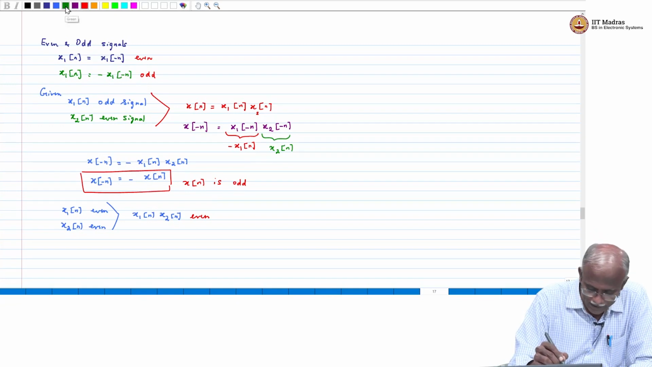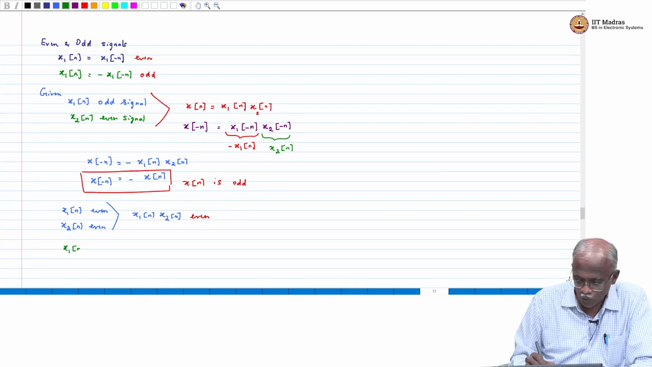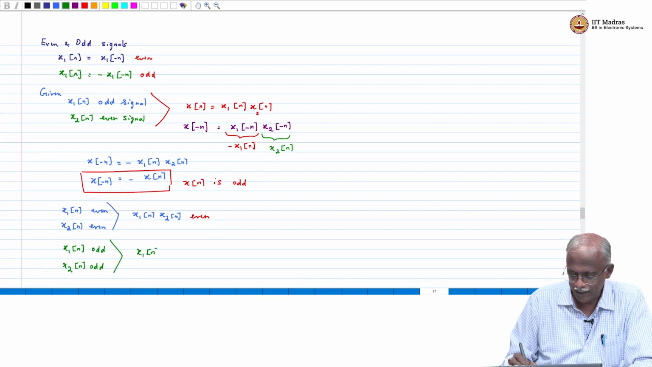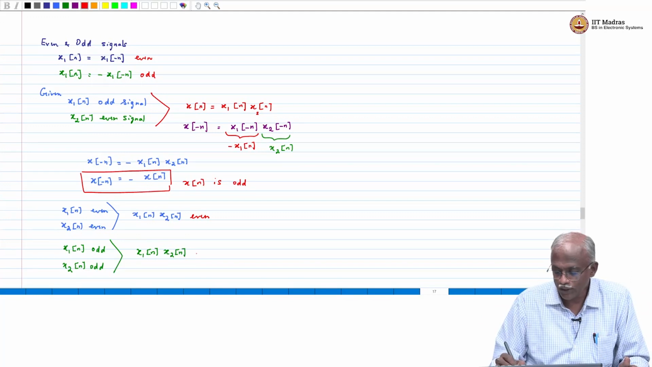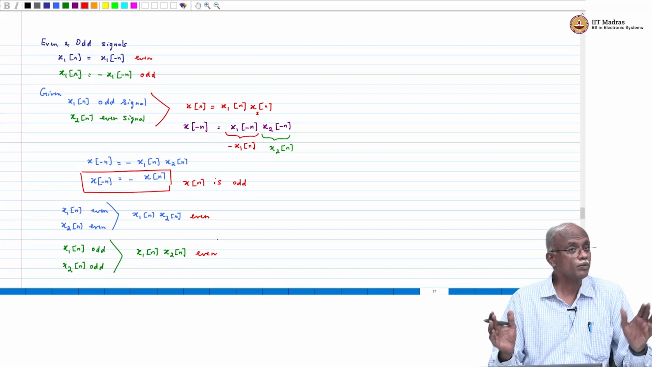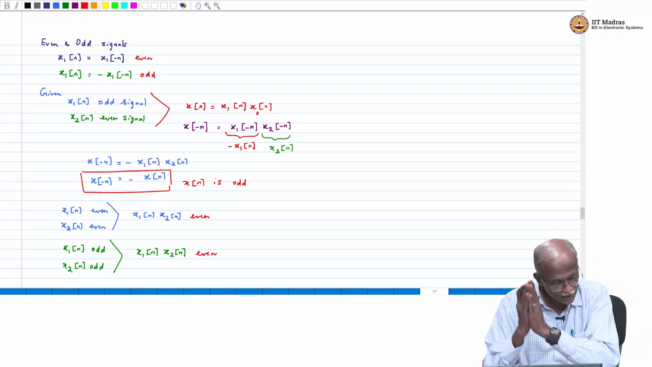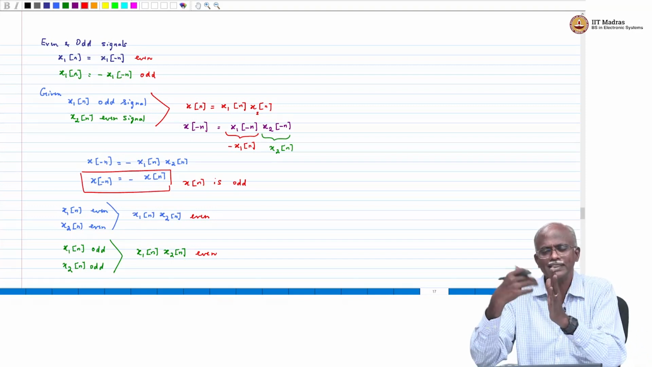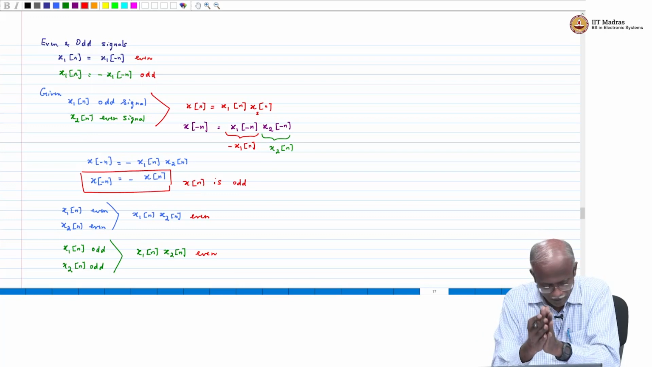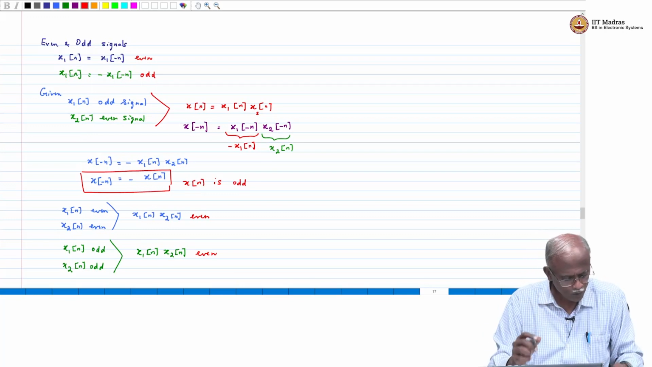But what is more interesting is the last one. If x1 of n is odd and x2 of n is also odd, for the product x1 of n times x2 of n, you substitute minus n, both of them will produce a minus sign and the minus signs will cancel. What you will see is that this product of two odd sequences is actually even. Again, this is a simple extension of the basic observation. It's good for you to be able to work with this.